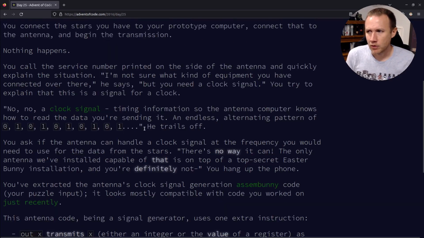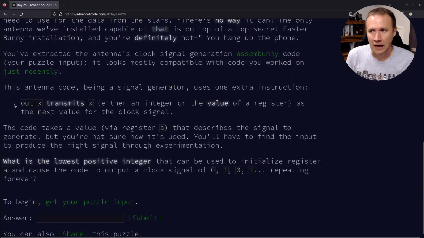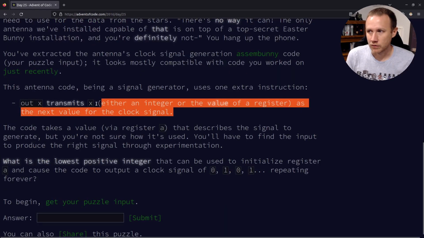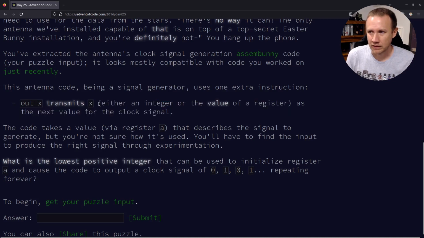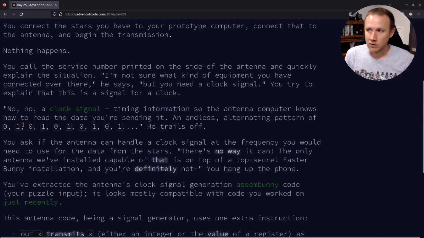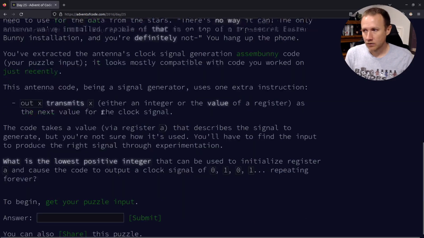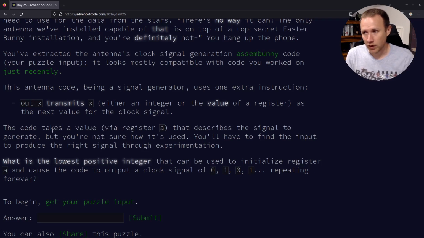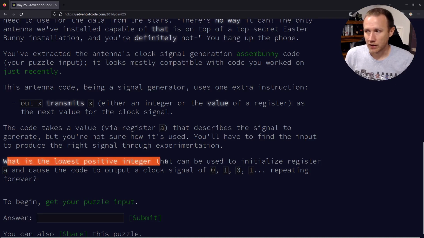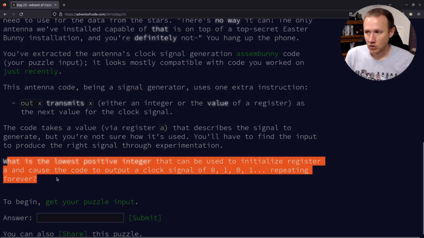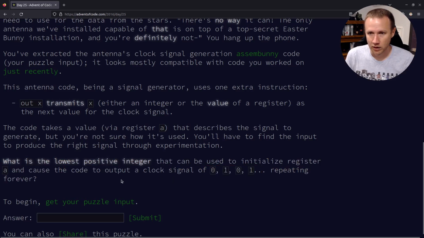We got the same computer, and it's got a new command. It's got an out command that transmits an integer value, the next value of the clock signal. So my goal is to produce a constant 01010101 signal. I've got my puzzle input, which is my assembly, and I need that to produce alternating ones and zeros infinitely. It needs to know the lowest positive integer I can use to initialize register A to cause the signal of 0101 repeating forever. So that's the question. Let's jump over here.